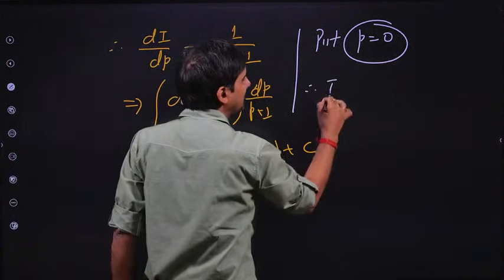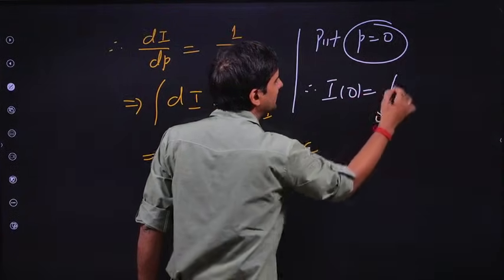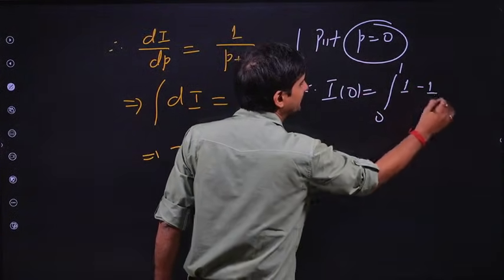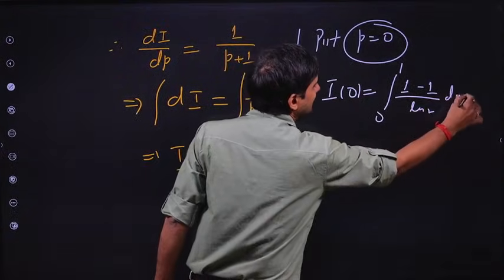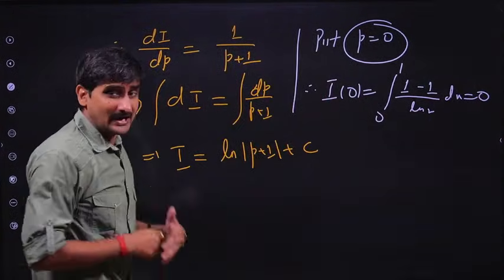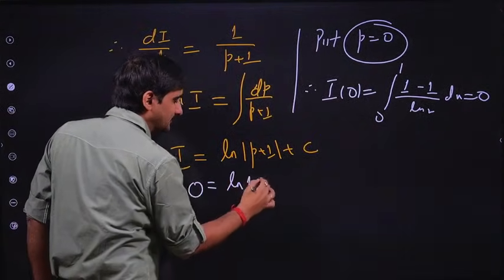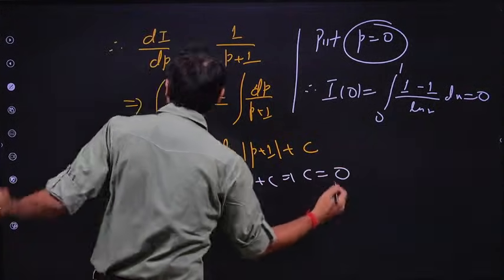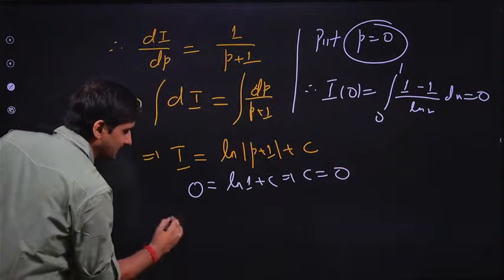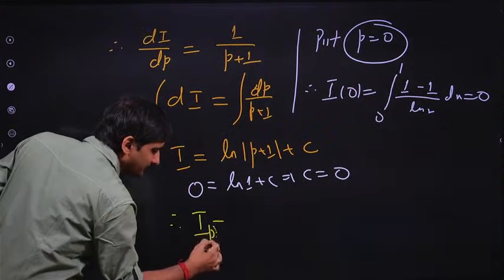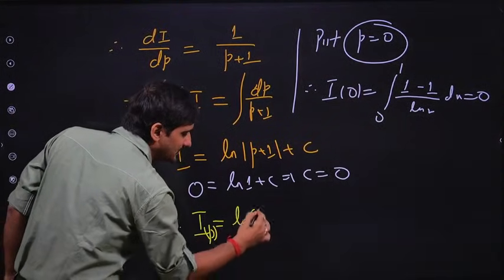I(0) will be the integral from 0 to 1 of (x raised to the power 0, which is 1, minus 1) upon ln x, dx, and that's 0. So I(0) is 0. Put p equal to 0: 0 is equal to ln 1 plus c. So c is 0. Therefore we can say that I(p) is nothing but ln of (p plus 1).